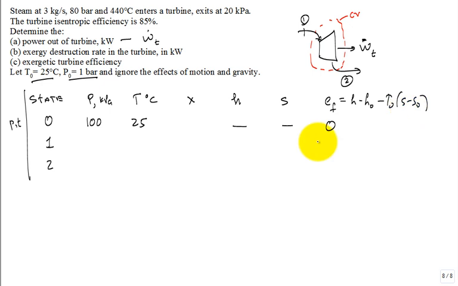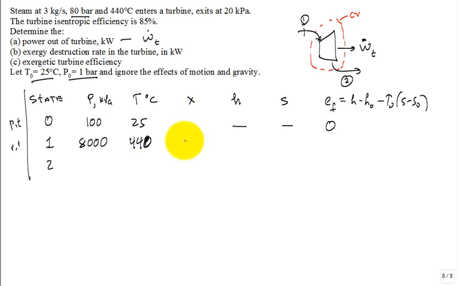But let's go to state 1. They give me the pressure and the temperature, right? It's 80 bar. How many kilopascal is 80 bar? Is it 800? 8,000, I mean? Yes. Looks good to me. And then the 440 degrees C. Okay. Now I should be able to go to the steam tables and pick off the values of H and S.